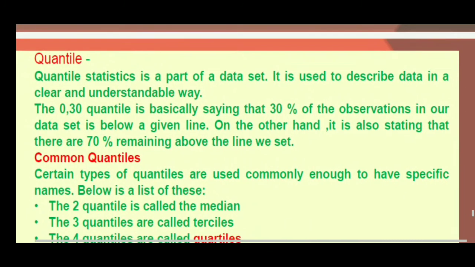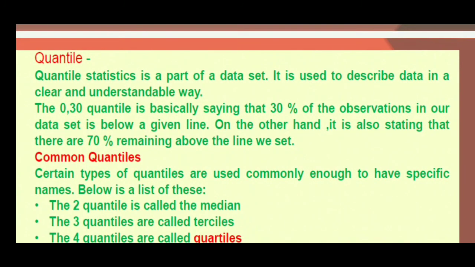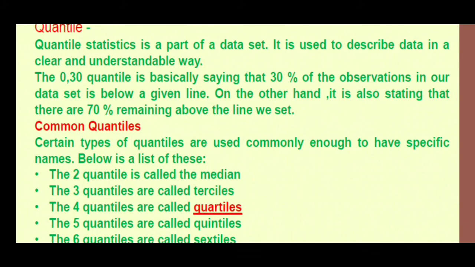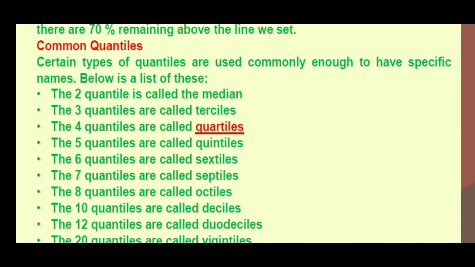Then comes quantile. Quantile is a part of statistics. It is used to describe data in a clear and understandable way. The 0.30 quantile is basically saying that 30% of the observations in our data set are below the given line. On the other hand, it is also saying there are 70% remaining above the line we set. So there are some common quantiles.